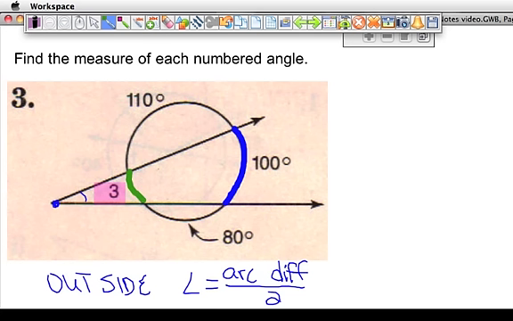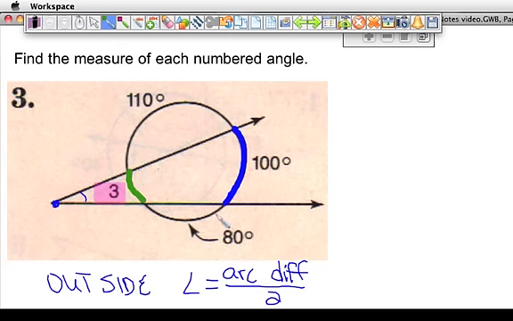I want you to hit pause for a second and see if you can think of a way, looking at all the clues that you have here, to figure out that green angle. Hit pause, try to figure it out before I tell you. Okay, did you figure it out?